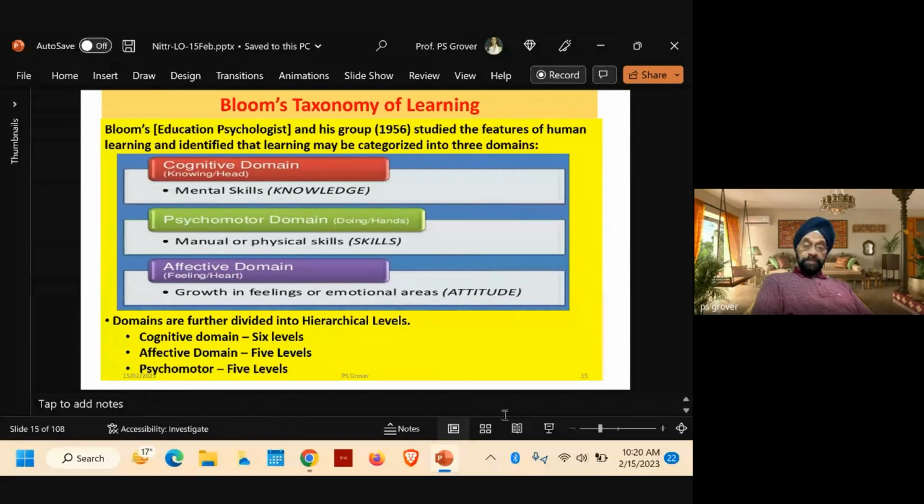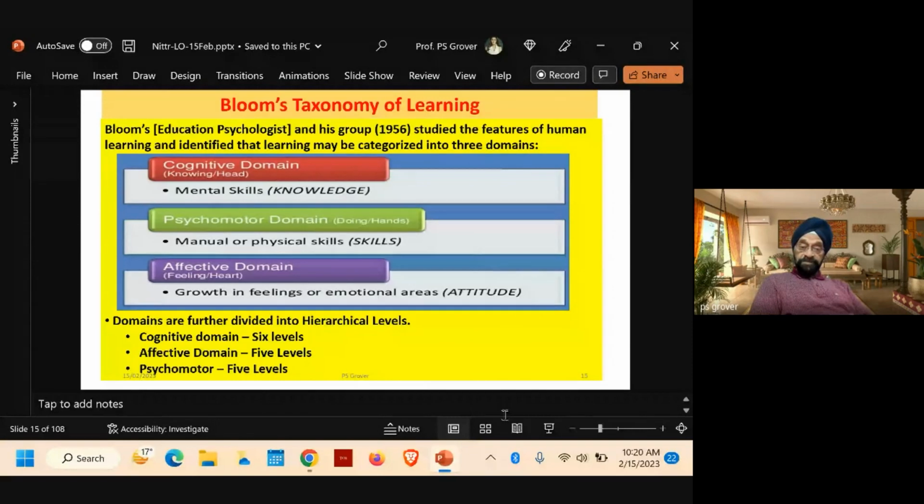Bloom's taxonomy studied the learning patterns of human beings and divided the learning into three domains: cognitive domain, psychomotor domain, affective domain. One is with the mental skills, another with the manual skills, another is the feeling. It's like saying mind is concerned with the affective domain, body with the psychomotor domain, and brain with the cognitive domain.